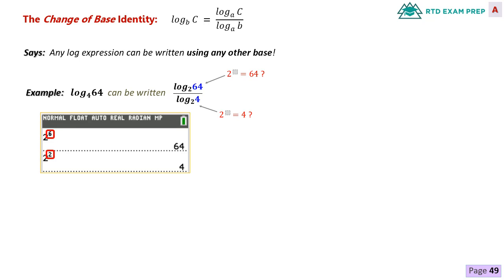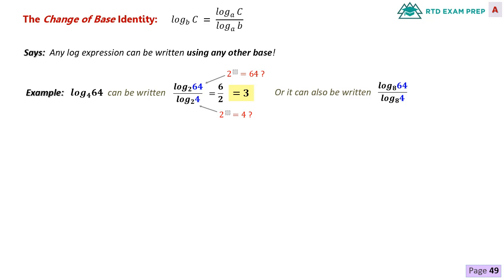2 to the power of 6 is 64. That means the exponent that goes on 2 to make 64 would be 6. And so log base 2 of 64 would be equal to 6. Similarly, log base 2 of 4 would be equal to 2 because that's the exponent on 2 that makes it equal to 4. So this expression is equal to 6 over 2, which is equal to 3.